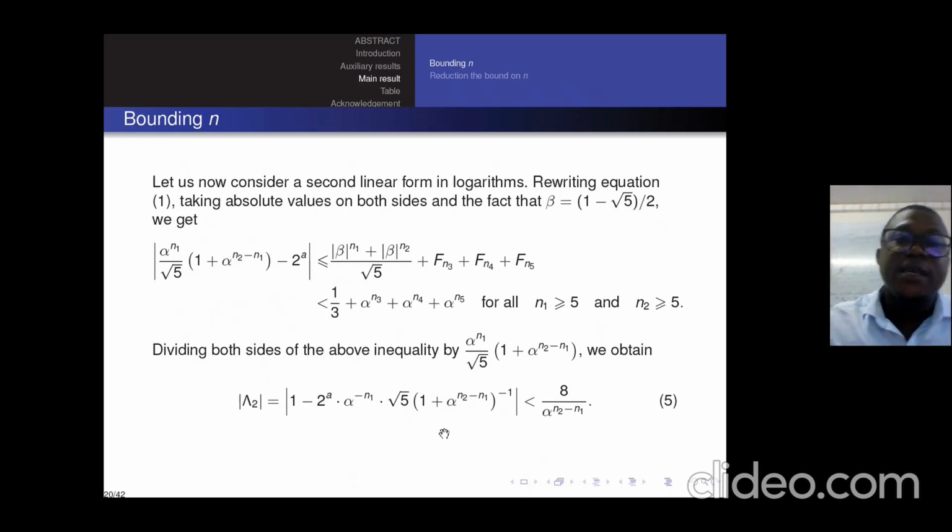We will now consider a second linear form in logarithms, and we will do the same thing. We rewrite equation 1 and take absolute values on both sides, and using the fact that beta is equal to this, we get directly this inequality. And when we divide both sides of the inequality by this, we obtain equation 5.